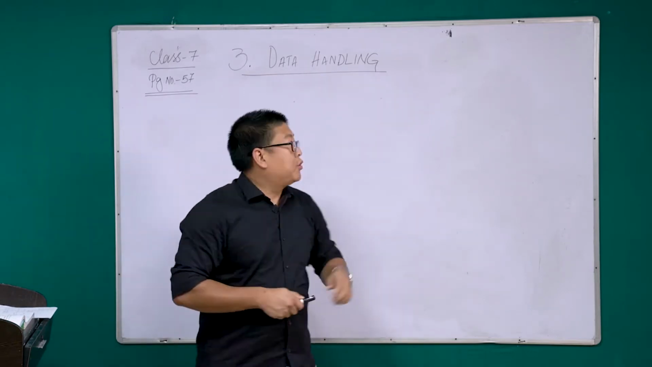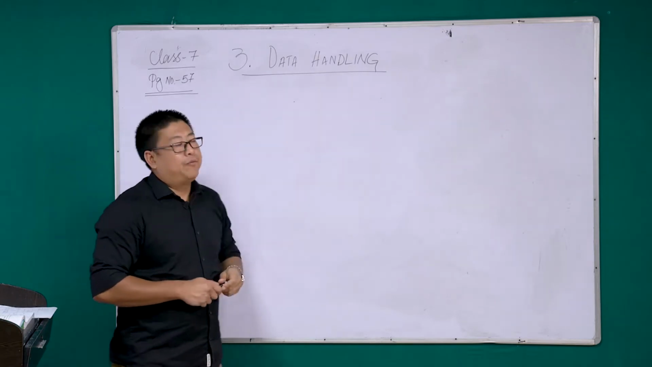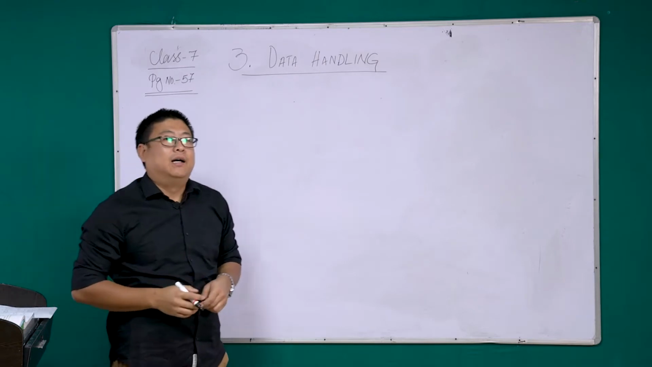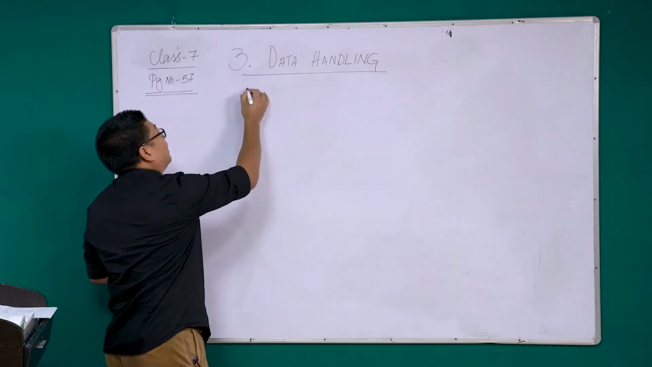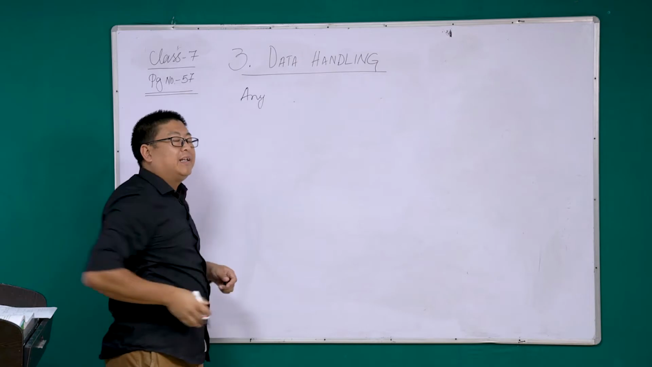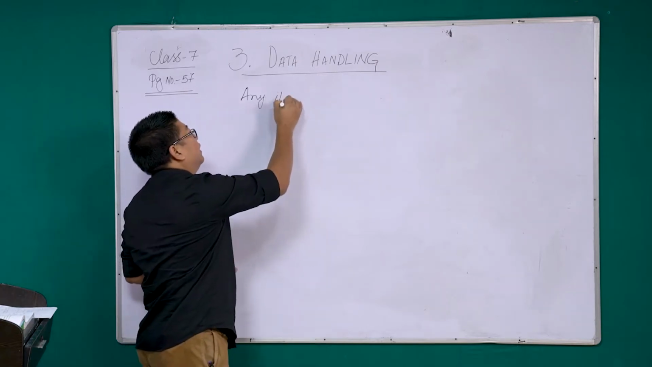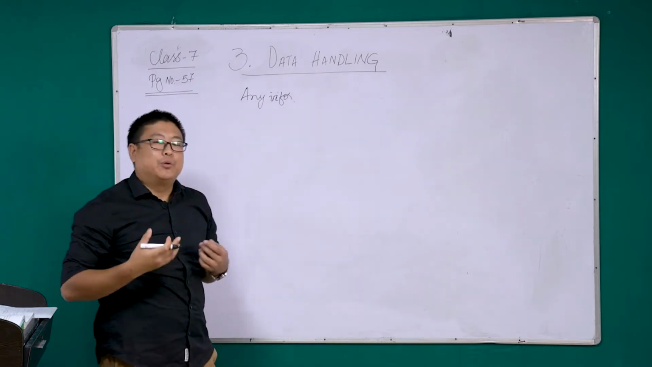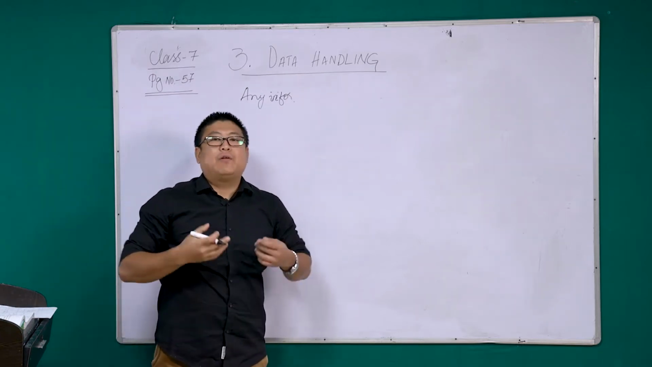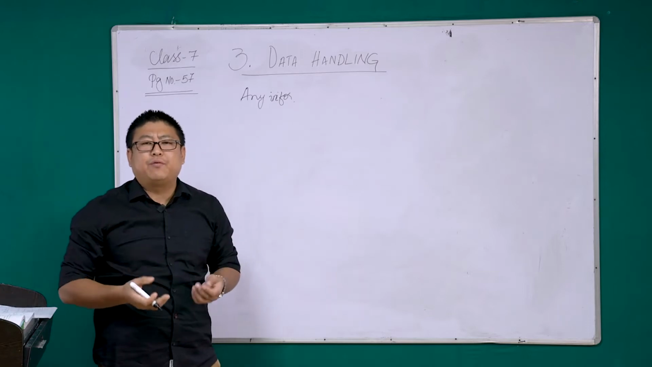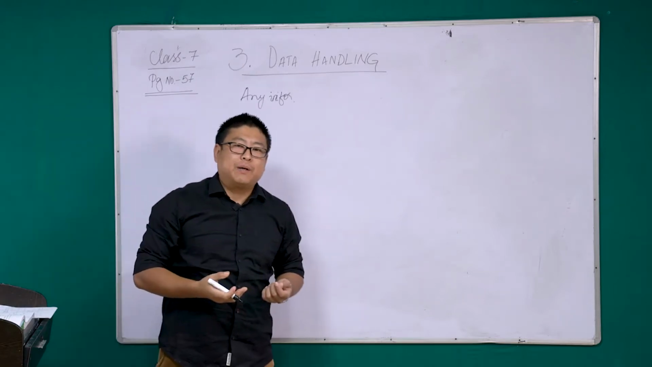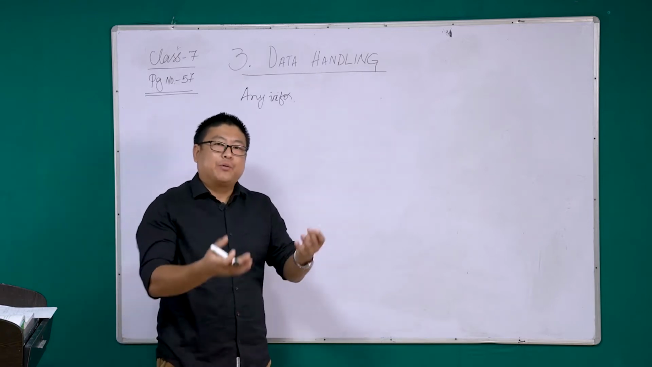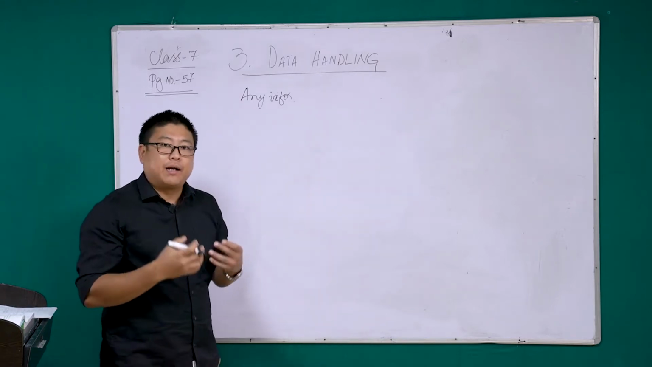Now, when we talk about data handling, the first thing that we are supposed to know is data. What is data? Data is nothing but any information that you collect or receive. Any information that you receive from any source. It can be newspapers, it can be TVs, it can be from a friend. Anything that you collect is called data.